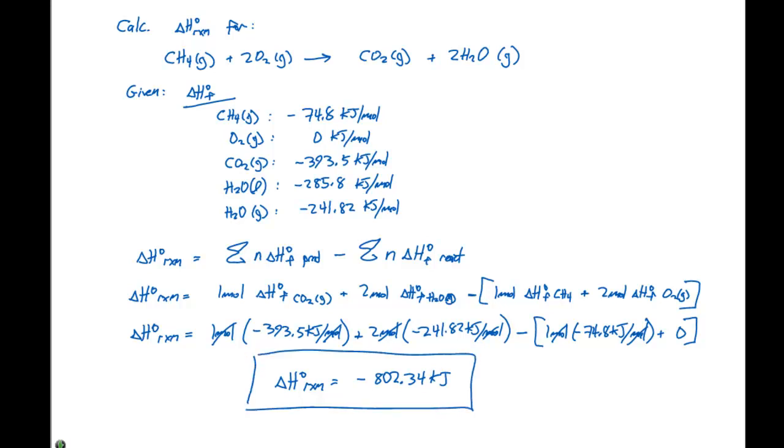And anytime you're given a chemical reaction, you can look up these values, which you will find in the appendix of your textbook. And if you have this appendix handy, you can easily calculate these by using the delta H of reaction is equal to the sum of the delta H of formation of the products minus the sum of the delta H of formation of the reactants.